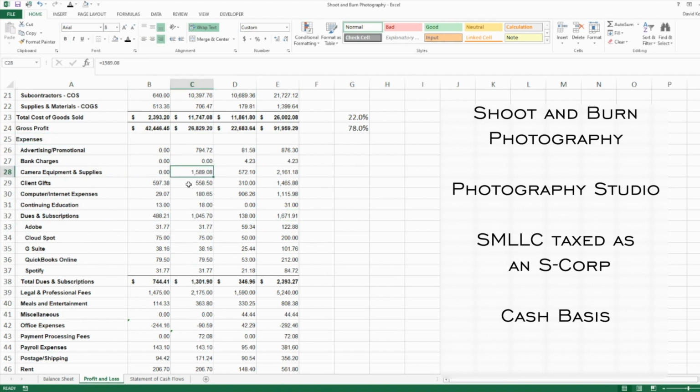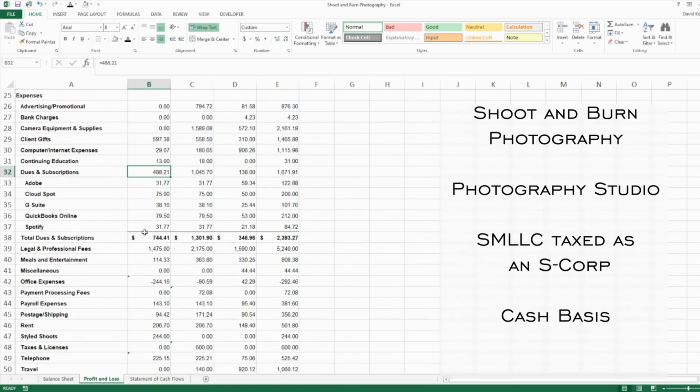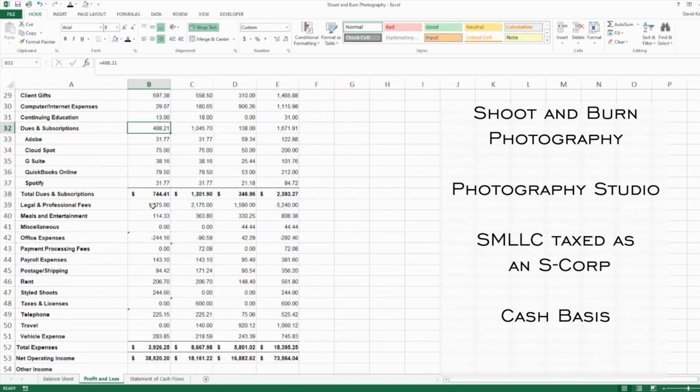So here's the overhead expenses for the first 8 months or so. We have the normal things like advertising, bank charges, camera equipment, client gifts, continuing education, computer stuff, dues and subscriptions, legal and professional fees, meals and entertainment.